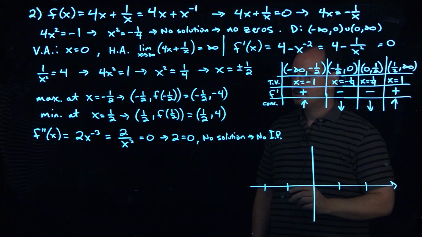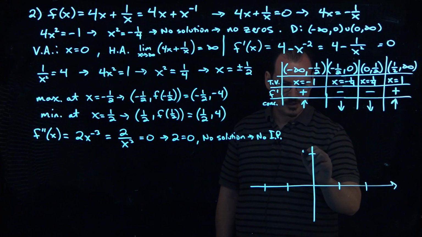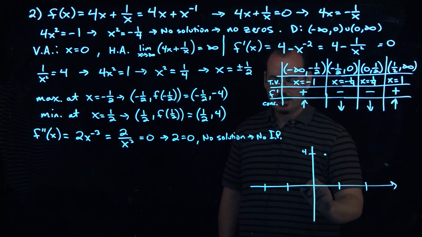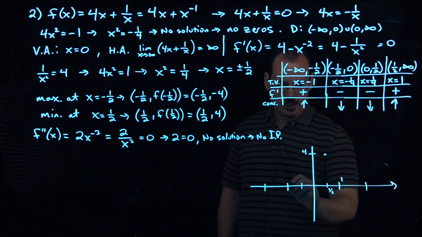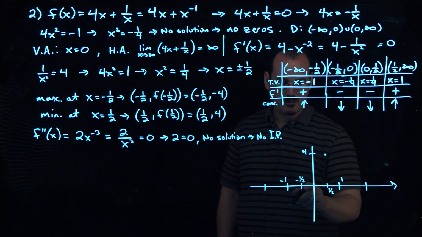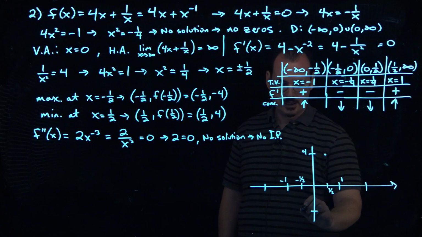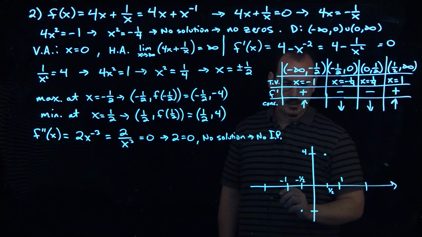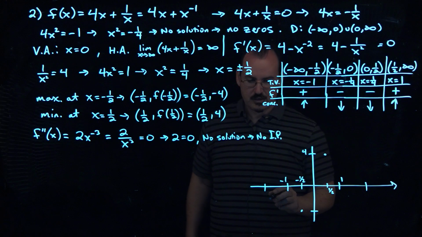We've got a minimum value at 1/2, 4. So about right, let's say this is 4 up here. 1/2, 4. Okay, so that's a minimum value. We've got a maximum value at -1/2. This is 1, let's say this is 1/2, -1/2. Actually sorry, that's a maximum value at -4. Okay, now remember also that we've got this vertical asymptote, and we've got no zeros on this function as well.